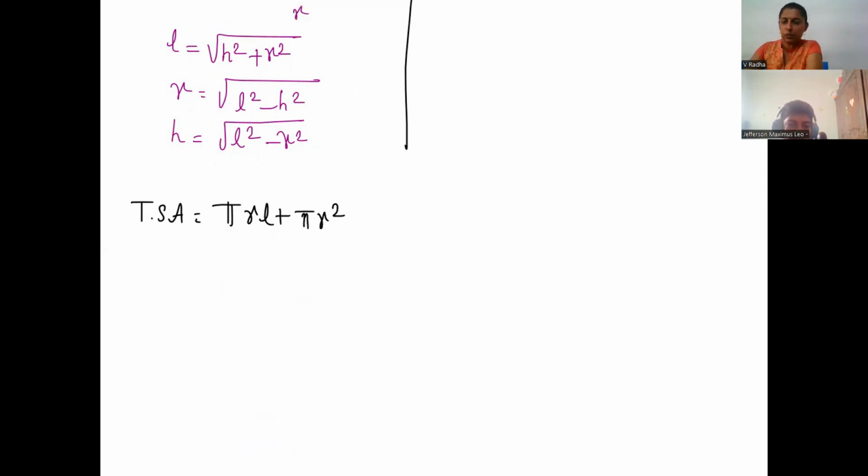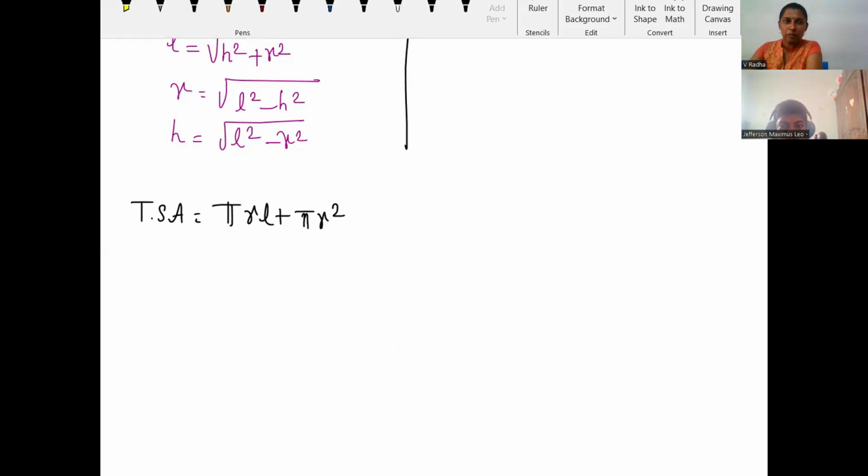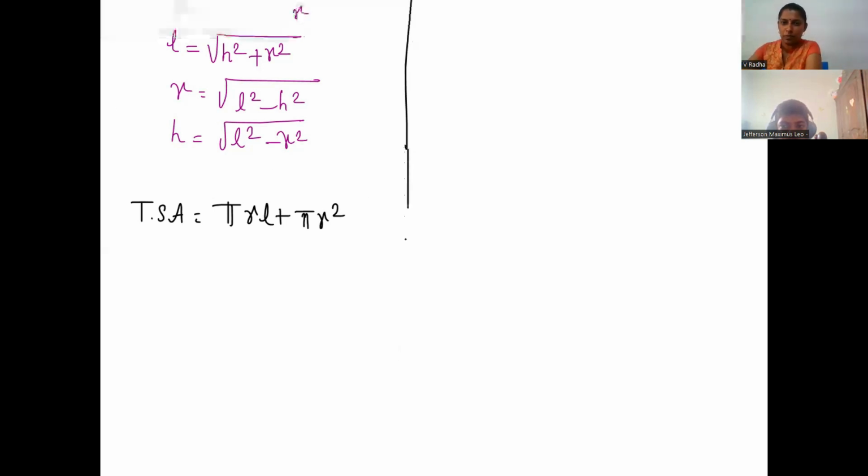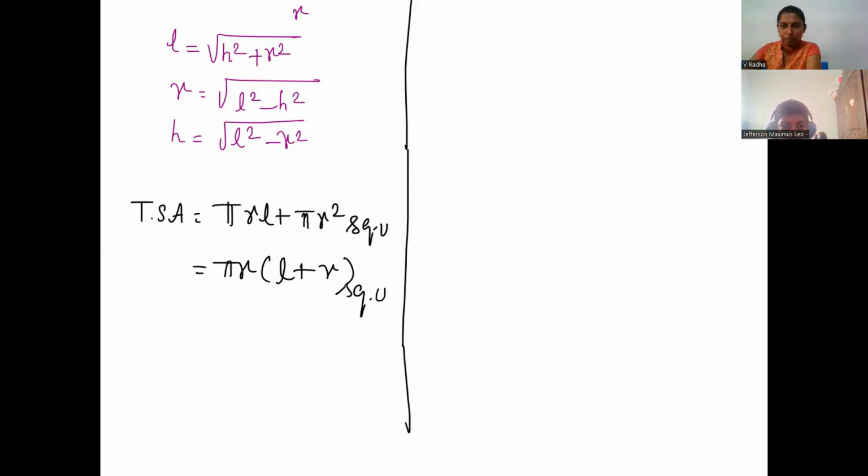So pi RL plus pi R square: because of the CSA, pi RL, and the bottom has a circle shape, therefore pi R square. Add both, that is pi RL plus pi R square. Or take pi R outside, the remaining is L plus R. Both are good, so we can use either the first way or the second way. It ends with square units because it is area.